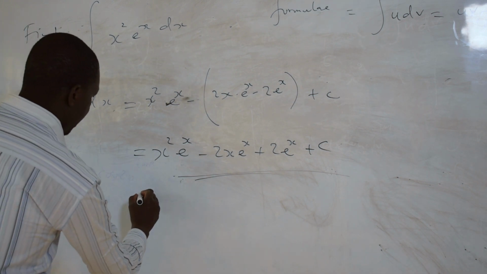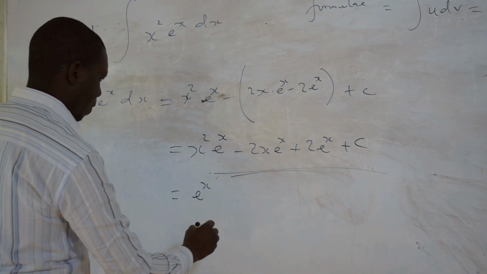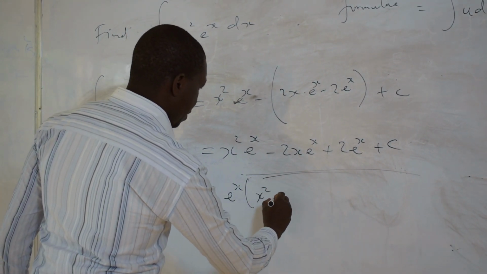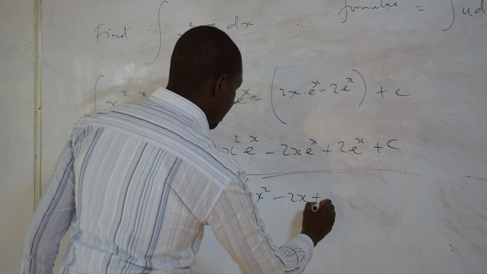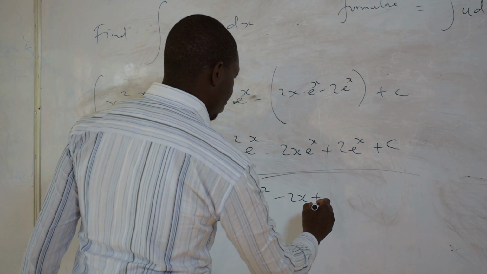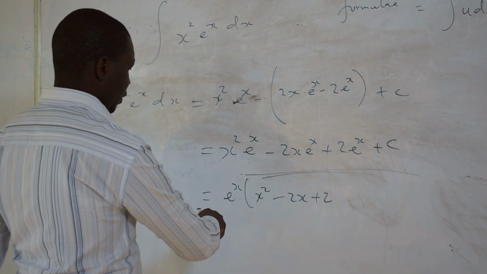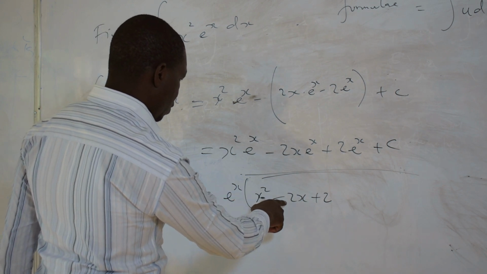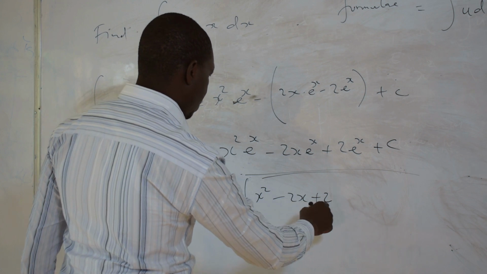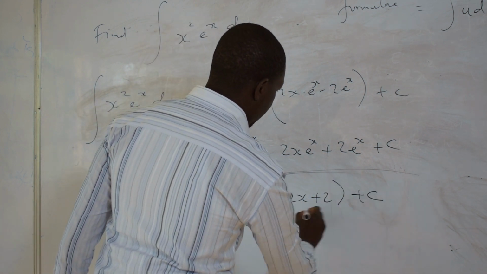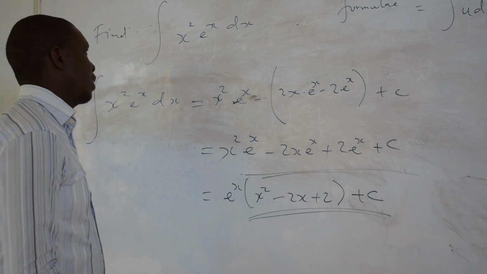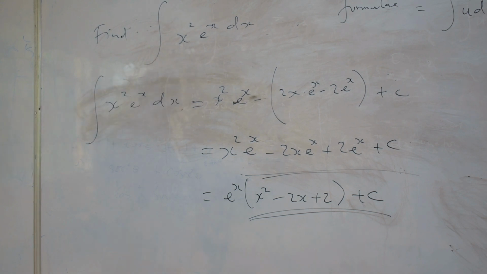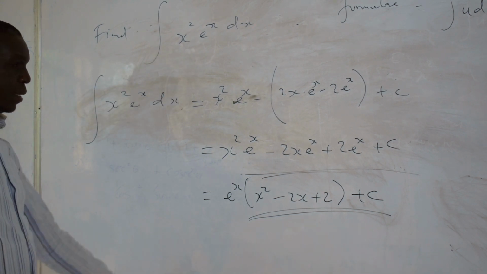which can be simplified as exponential x in bracket x squared minus 2x plus 2, plus the constant term c. And that's the answer to the integration of x squared times exponential x dx.